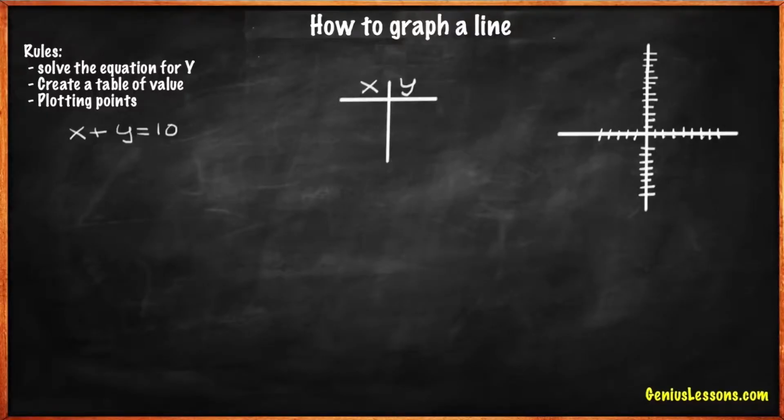Graphing a line. In order to graph an equation in algebra, we have to follow three basic steps that you already know. 1. Solve the equation for y. 2. Create a table of values. 3. Plot points. Here, we will apply concepts that you already know, such as solving an equation and replacing a variable for a number. Let's begin.